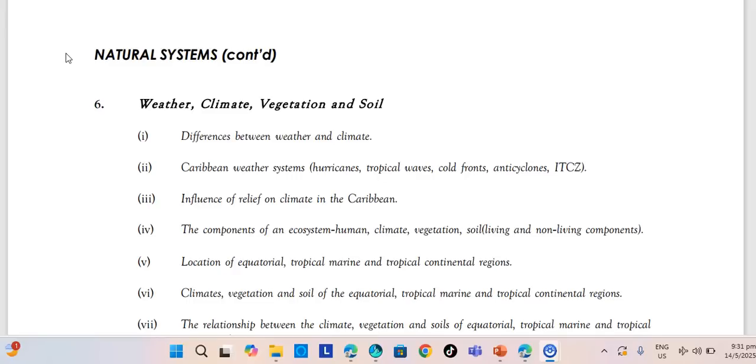Another component of an ecosystem is humans. Humans are living components but have a big influence on the ecosystem. They can build, farm, cut down trees, or protect nature. Their actions can either harm or help the ecosystem. So in simple words, an ecosystem is like a team of living things and non-living things, all playing a part to keep life going.